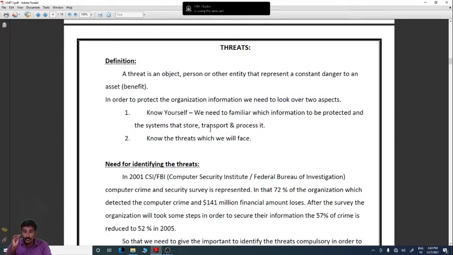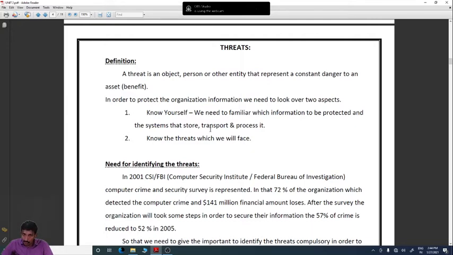So these are the two aspects we need to look at whenever we are going to protect any organization's information. Clear? Okay, so here I'm going to give a survey report that indicates the need for a security methodology for implementation of organizational information security.